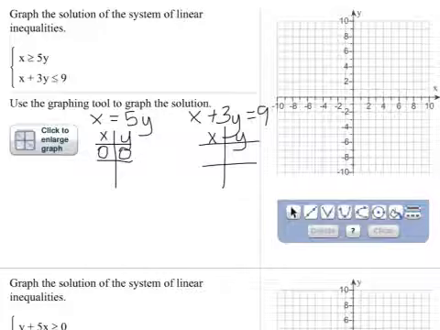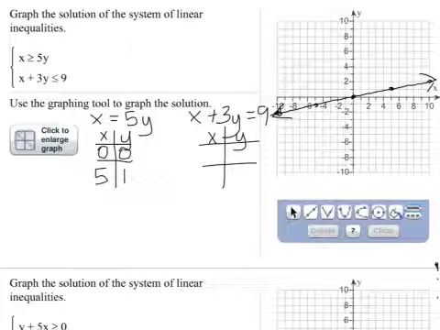Now I can't use 0 again because if I put 0 in place of y, then 5 times 0 is 0, and that's the same point that I already have. So I'm going to use a different number for y. So I'm going to put a 1 in place of y this time. And 5 times 1 is 5. So another point on my line is 5, 1.